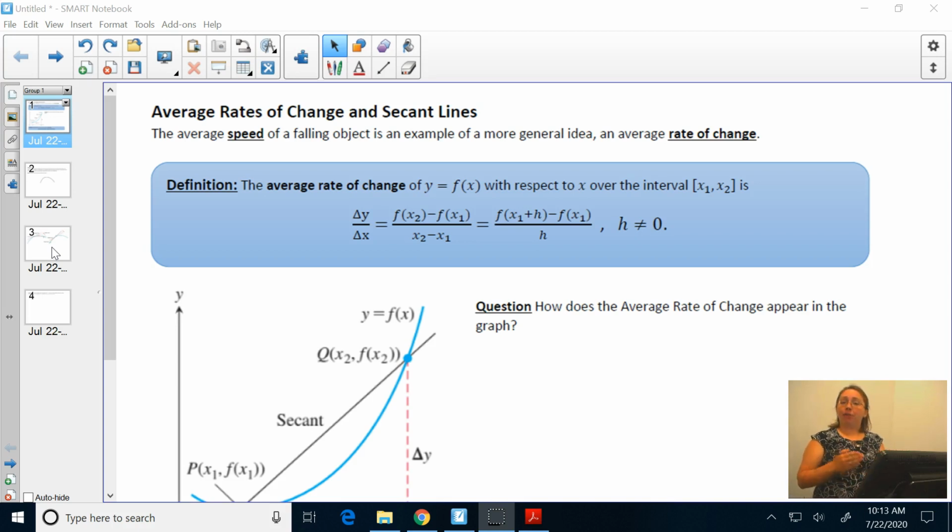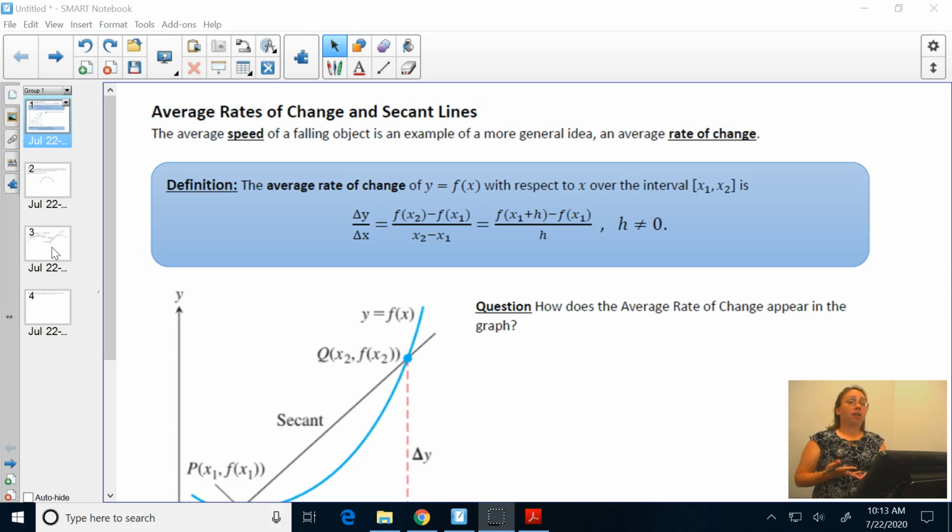Instead of talking about average speed, we're going to change this to a more general concept of an average rate of change. So speed is one example of a rate of change. There are many others that we could talk about. We could talk about this in terms of finance. We could talk about this in terms of, well, we already did distance over time because that's your speed.